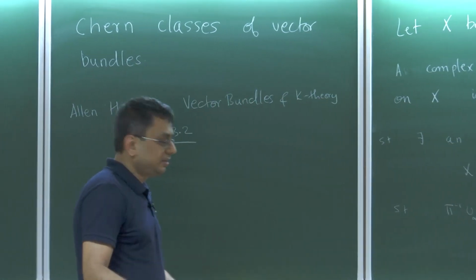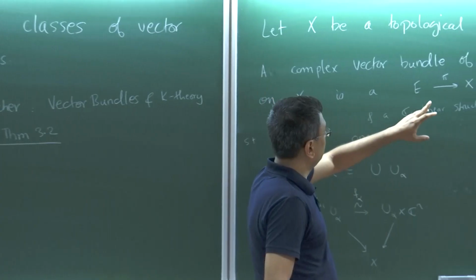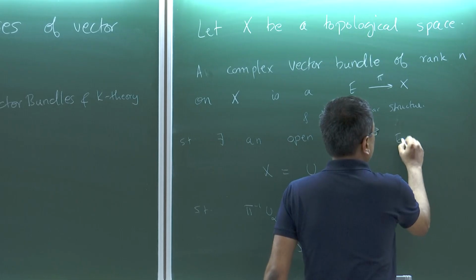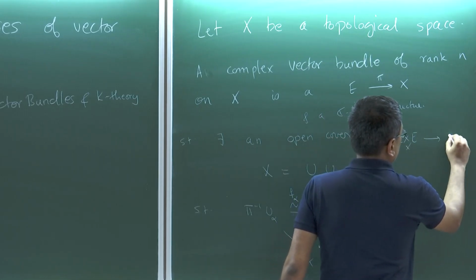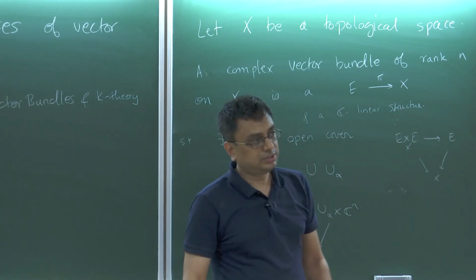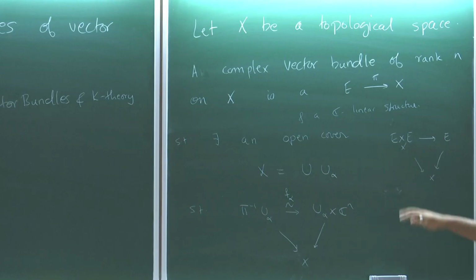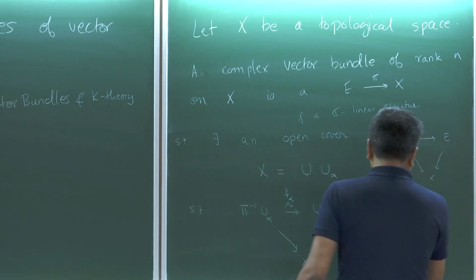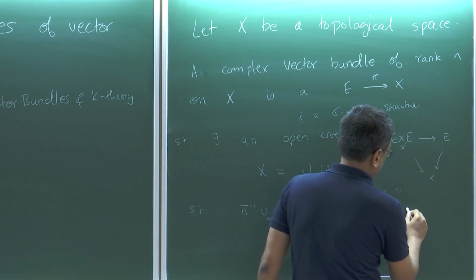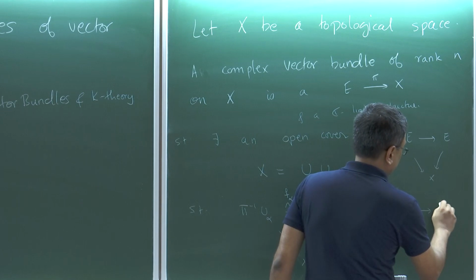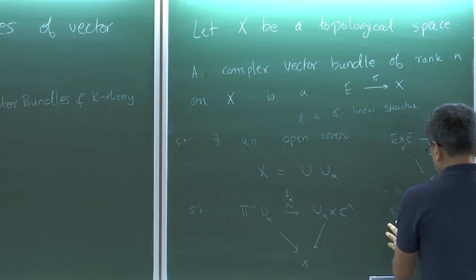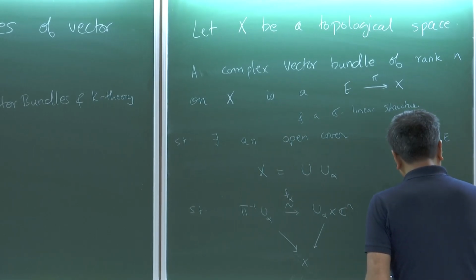Yeah. So let me add that in the definition. So there is a complex structure on E, which means there is a map from the fiber product of E with E over X to E, as spaces over X, which satisfies the axioms of addition, and there is a scalar multiplication, C cross E to E, over X.